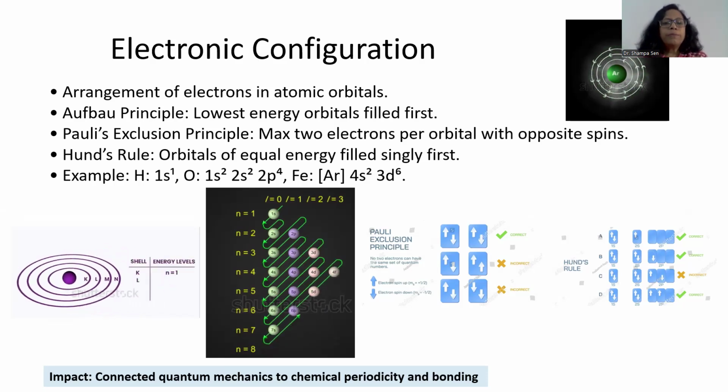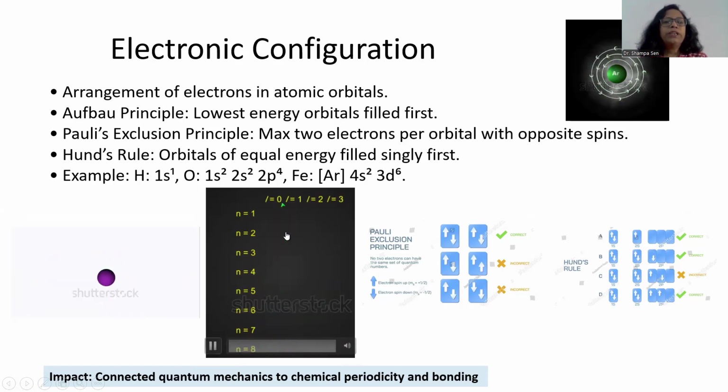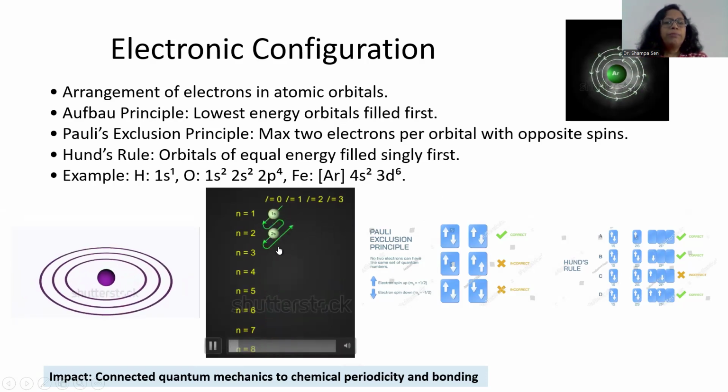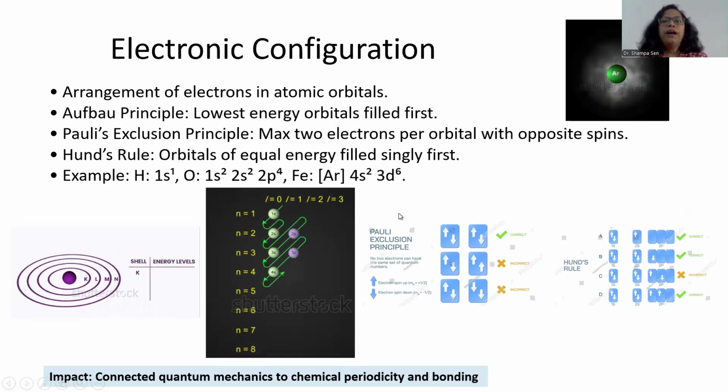Now, the Aufbau principle is shown in the video, this one, this one. Okay, so this is how it is taking place, how these things are filling up. And this is about argon's electron configuration, Pauli's exclusion principle, and Hund's rule.